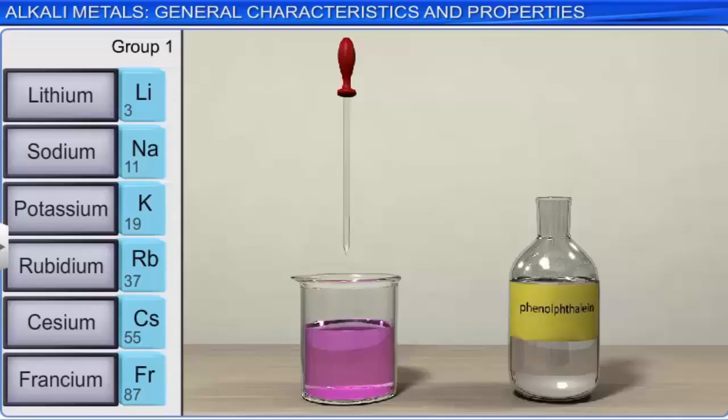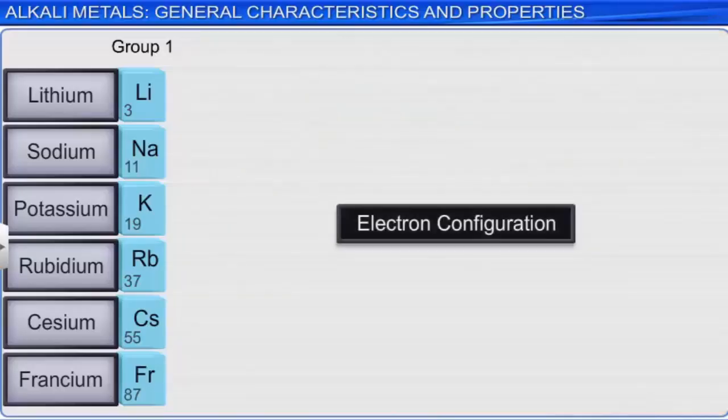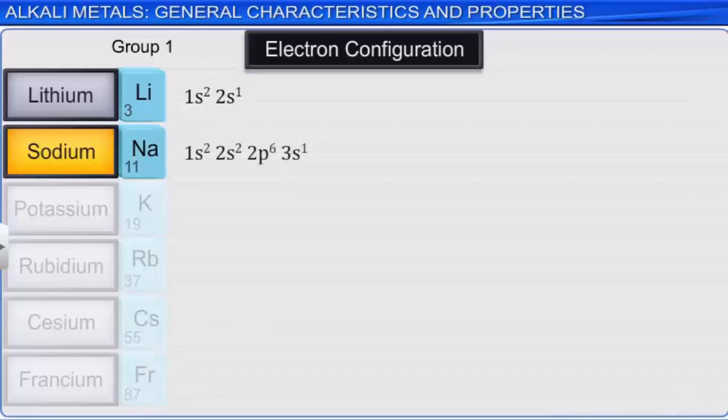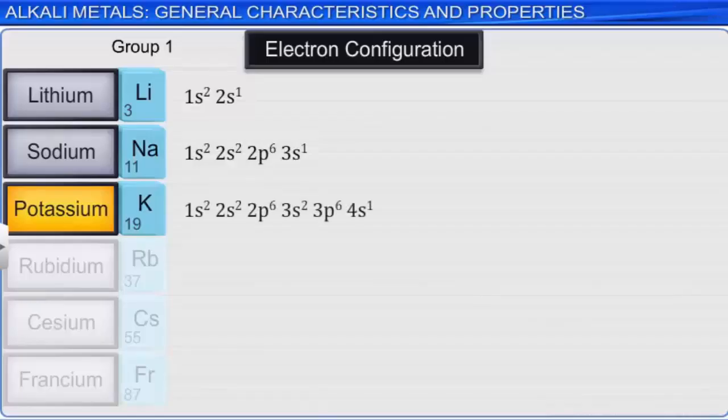Before we move on, let's review the electron configurations of the alkali metals. Lithium, with only 3 electrons, has a configuration of 1s2, 2s1. Sodium, with 11 electrons, has an electron configuration of 1s2, 2s2, 2p6, 3s1. Similarly, for potassium, the electron configuration is 1s2, 2s2, 2p6, 3s2, 3p6, 4s1. They all have something in common. All the electron configurations end as s1.